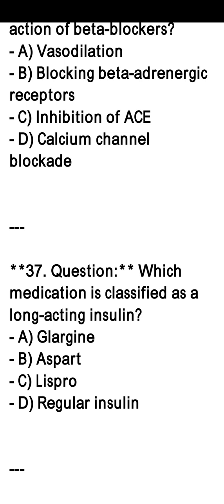Next, which medication is classified as long-acting insulin? A. Glargine. B. Aspart. C. Lispro. D. Regular insulin. The right answer will be A. Glargine. Insulin glargine is a long-acting insulin that provides a steady level of insulin over a 24-hour period, which is used for basal insulin therapy.